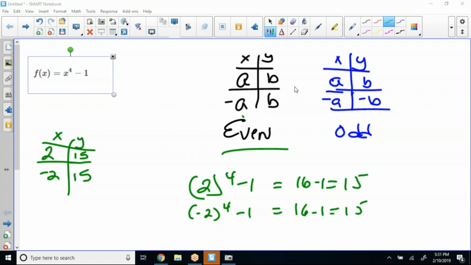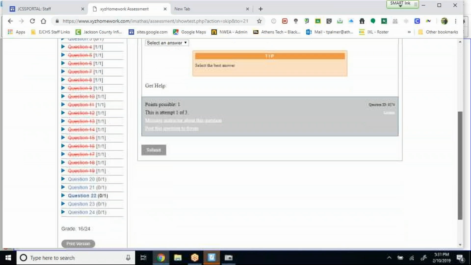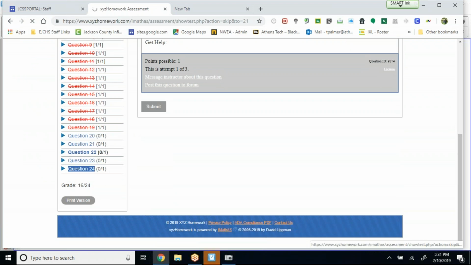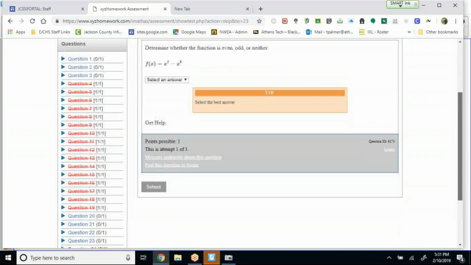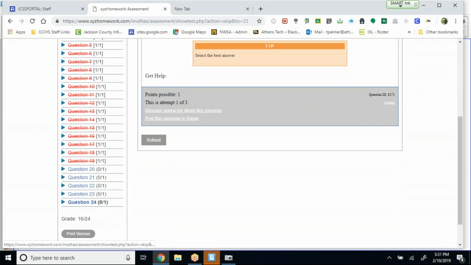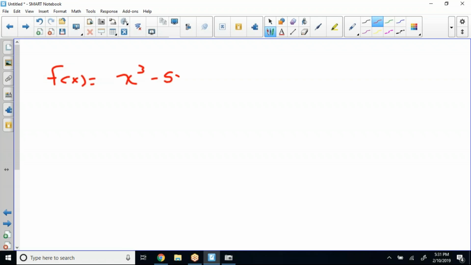The one that I had trouble with was x to the third power minus 5x. Which problem? Number 24? I had trouble with most of those kinds. When I did the table, I had 2 as x and then negative 2 as y, then x negative 2, y 2. I thought it was neither, but it turned out it was odd. Give me the equation again. f of x equals what now? x to the third power minus 5x. Okay. So I'm going to pick 2.